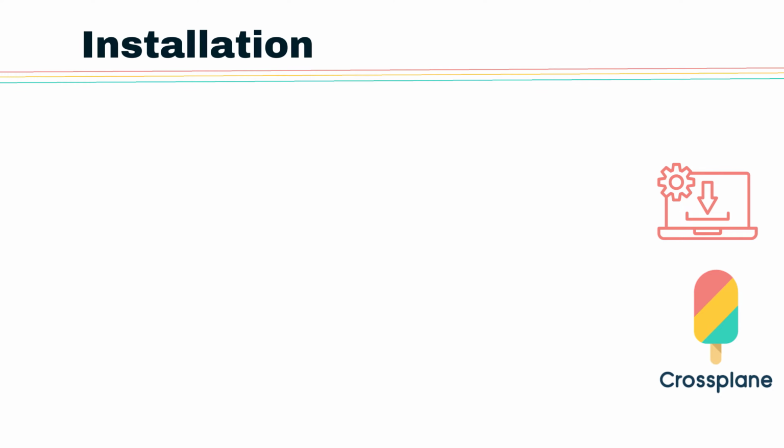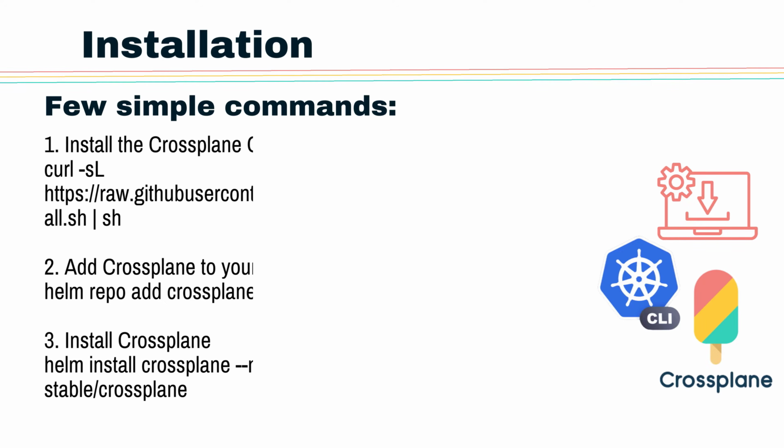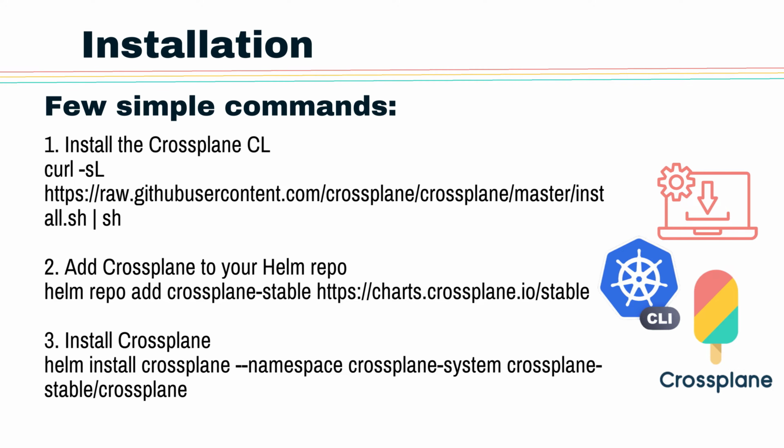It's relatively easy to get started with Crossplane. Installing Crossplane involves running a few simple commands. You should have kubectl installed and configured before starting the installation. On the screen for you, you can see the installation instructions.